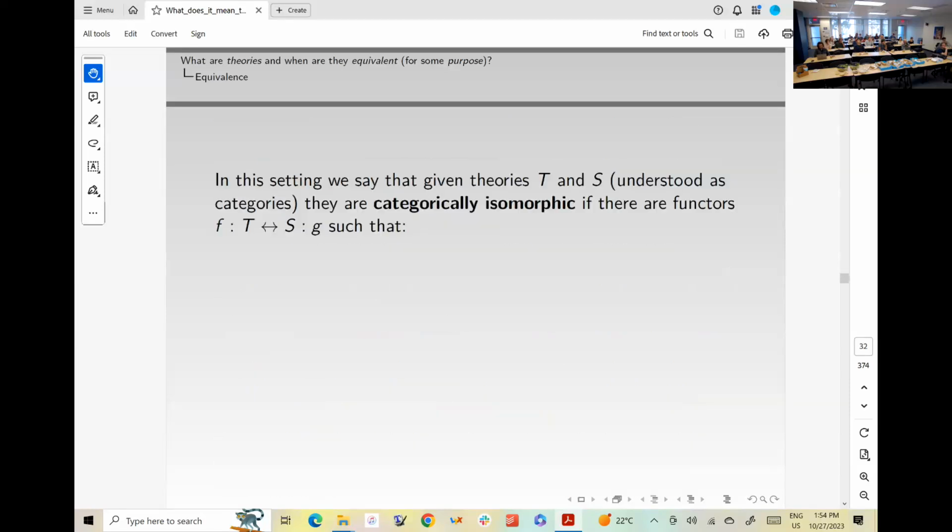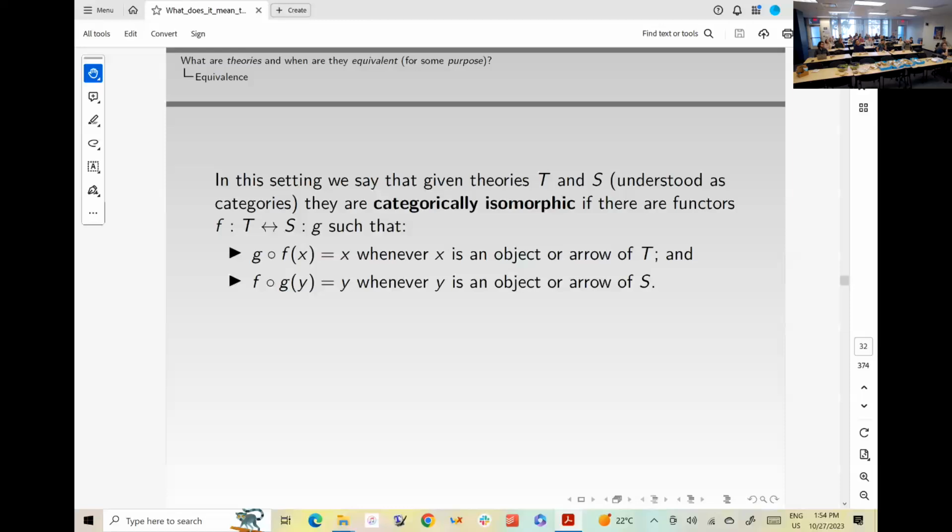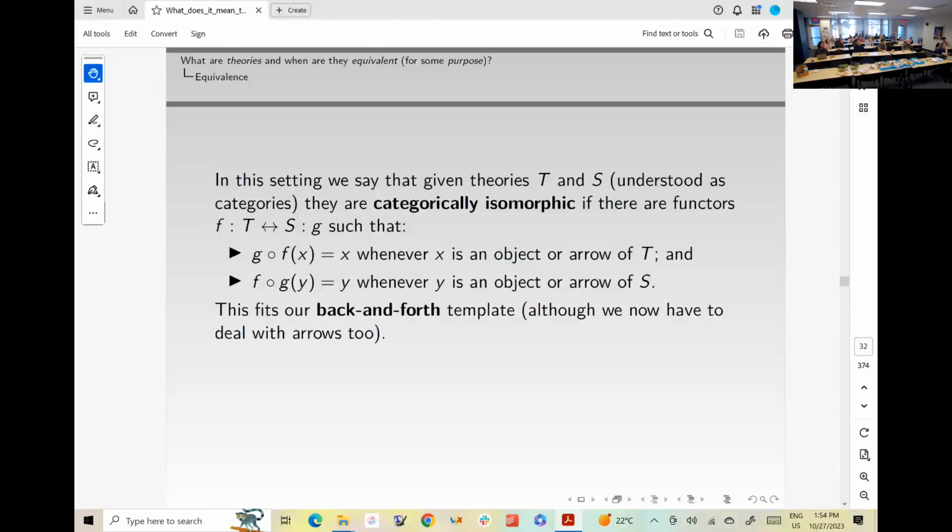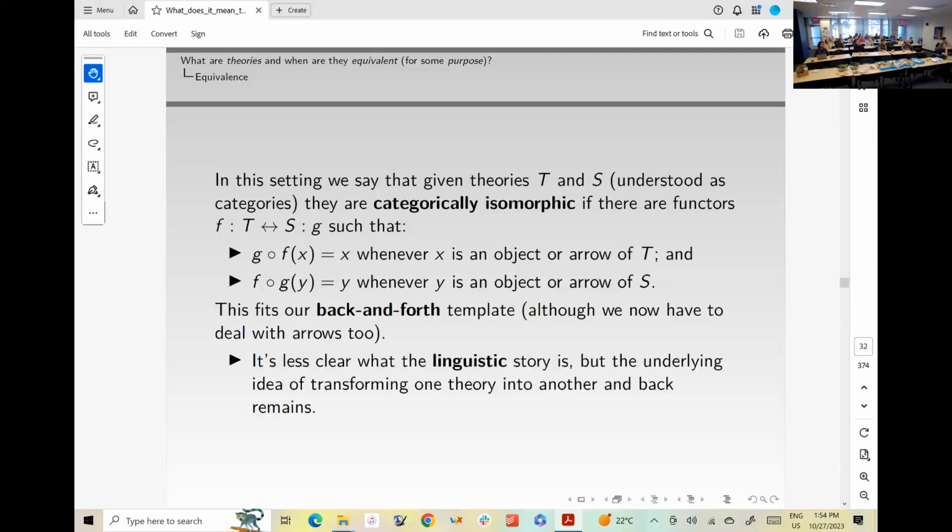So in this setting, though, we see that two theories T and S, understood as categories, are categorically isomorphic if there are functors F and G going backwards and forwards, such that if you are an object or an arrow and you go from the T world to the S world and back, you end up exactly where you started. And similarly, if you start with an object or an arrow from the S world. So now we have something that fits very clearly our back and forth template, although we have to deal with arrows as well as objects.